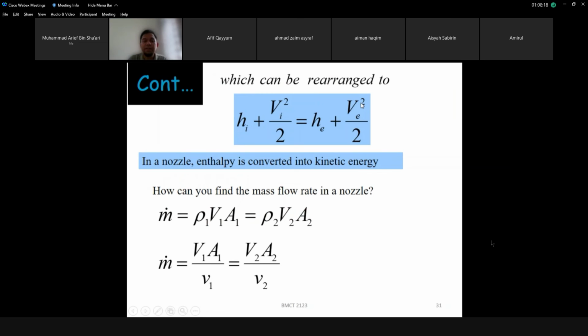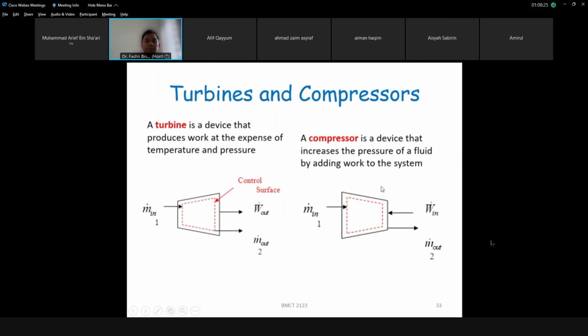Okay, itu kaedahnya lah, bagaimana kita menganalisis sebuah device. Sama juga untuk turbine and compressor. You have to know the meaning, the function of the devices. For example, turbine is used to produce work, and then compressor increases the pressure by adding work.